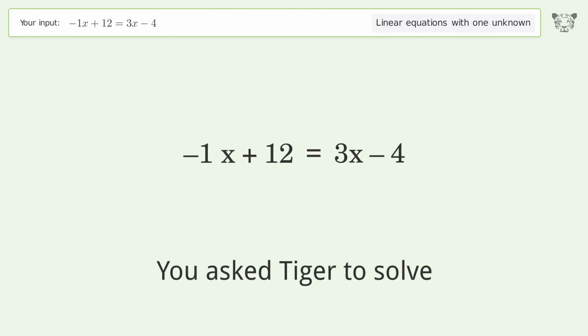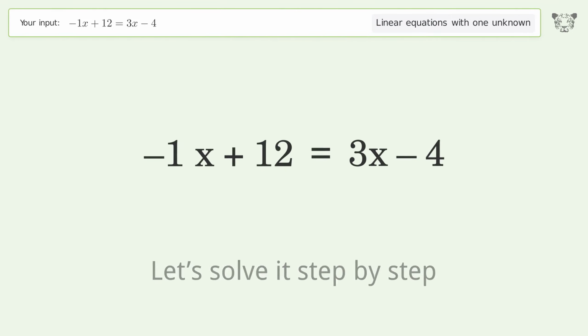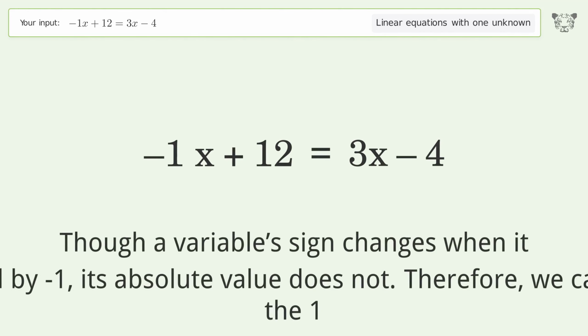You ask Tiger to solve. This deals with linear equations with one unknown. The final result is x equals 4. Let's solve it step by step. Remove the ones. The way a variable's sign changes when it is multiplied by -1, its absolute value does not. Therefore, we can eliminate the 1.